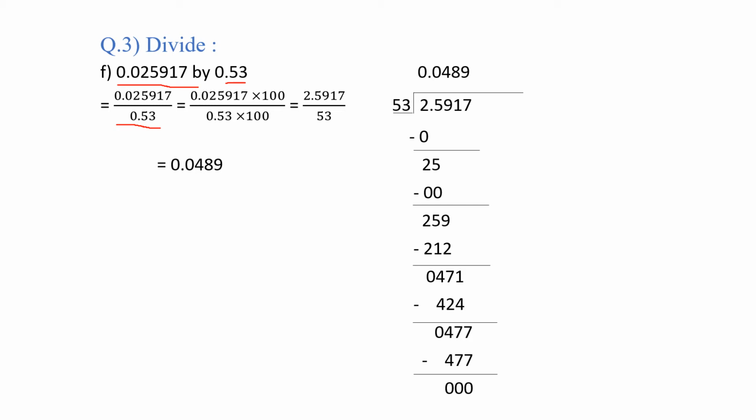So 0.025917 divided by 0.53. So here we'll check which number is having the least decimal places. So 0.53 is having the least decimal places, that is 2. So what we'll do, we'll multiply numerator and denominator by 100, because here the least decimal places are 2. After multiplying by 100, we'll be getting 2.5917 upon 53, as you can see over here. And then we'll start to divide this number. Okay, so that means our dividend is 2.5917 and divisor is 53.